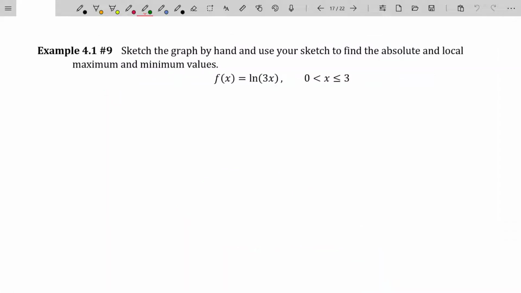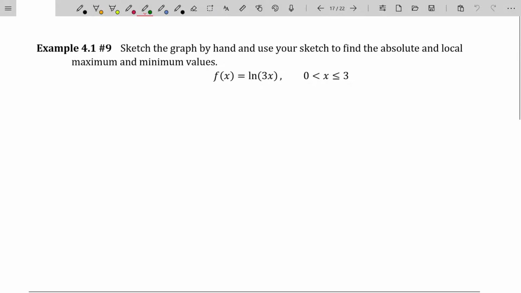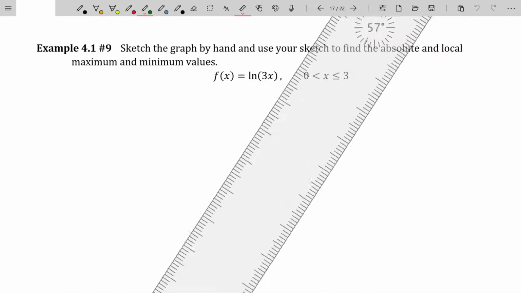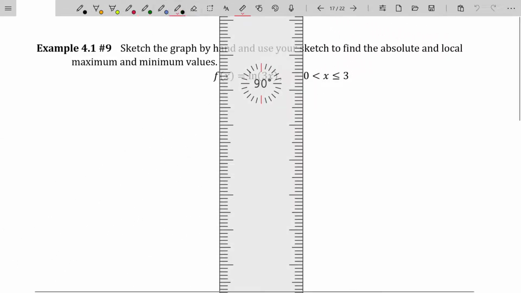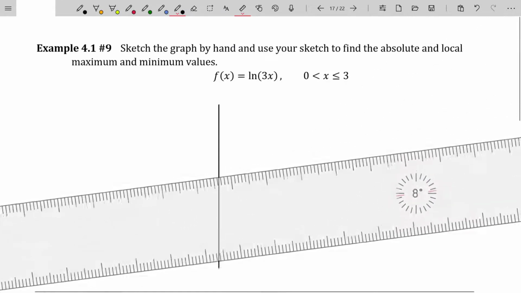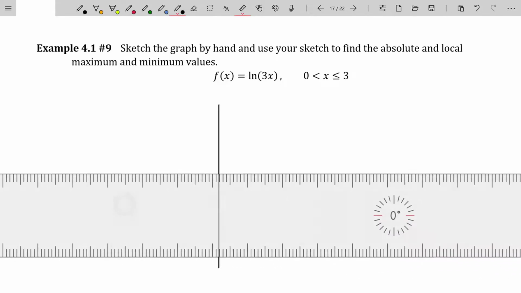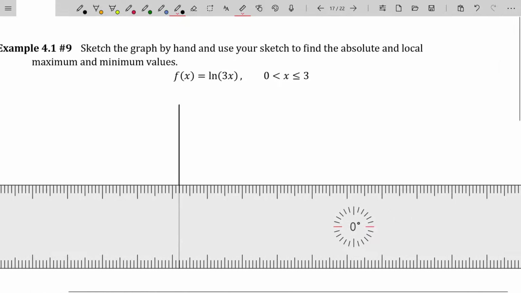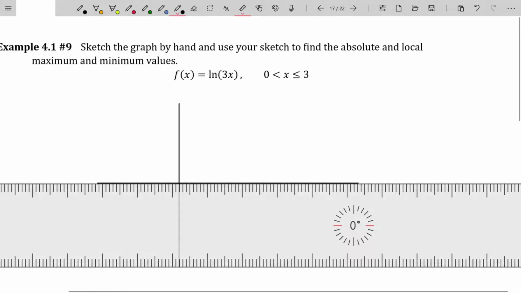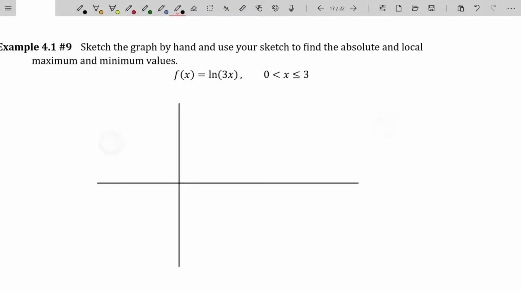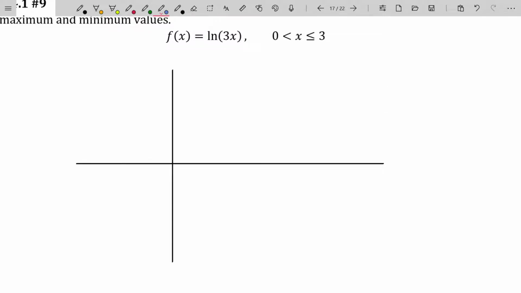So let's go ahead and concern ourselves with this function. Sketch the graph by hand and use your sketch to find the absolute and local maximum and minimum values of this function. We know how to graph a logarithmic function, and I'm going to be somewhat rigorous with this. I'll graph in here a y-axis, which will also be our vertical asymptote, and an x-axis. There we go.